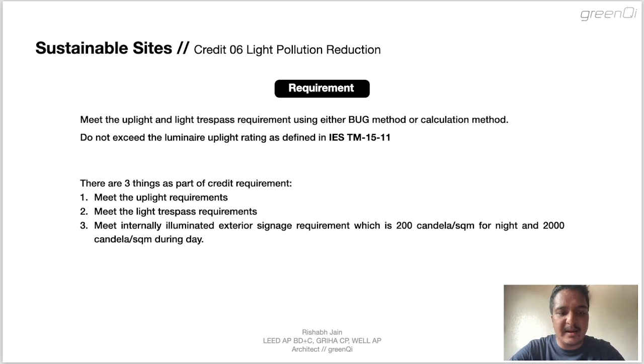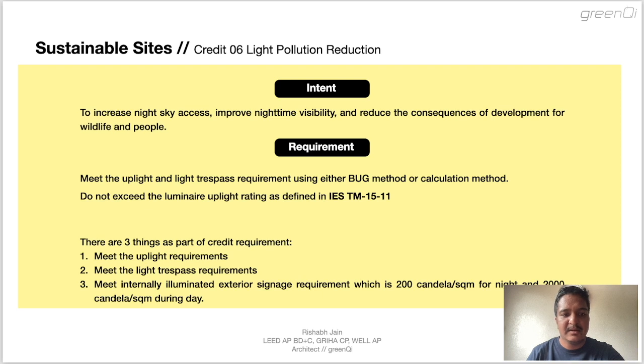Now there are three things as part of the credit requirement. First is meet the uplight requirement. Second being meet the light trespass requirement, and the final being meet the internally illuminated exterior signage requirement, which is 200 candela per square meter for night and 2000 candela per square meter during the day. So you can pause the video here and take note of the following.